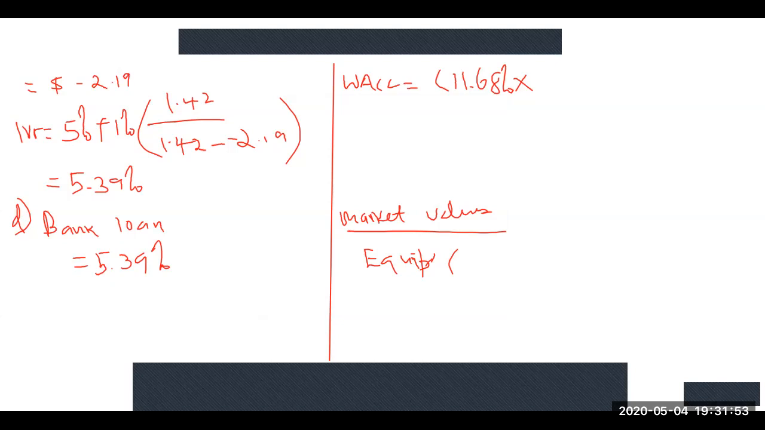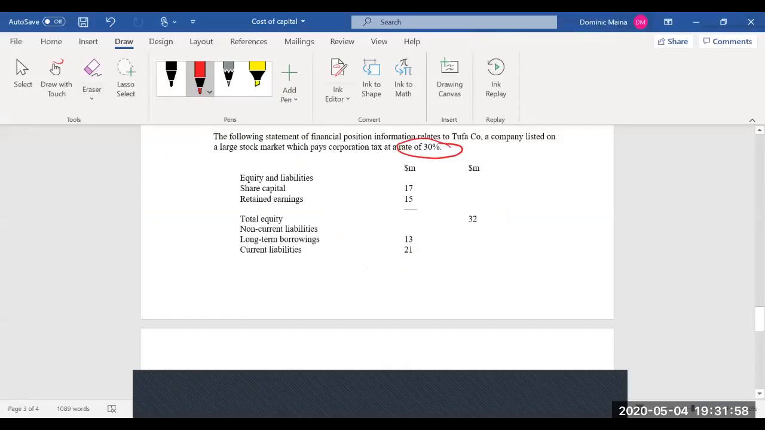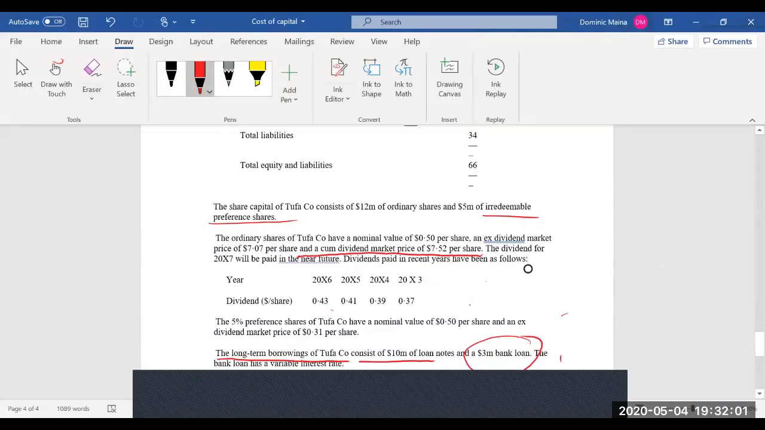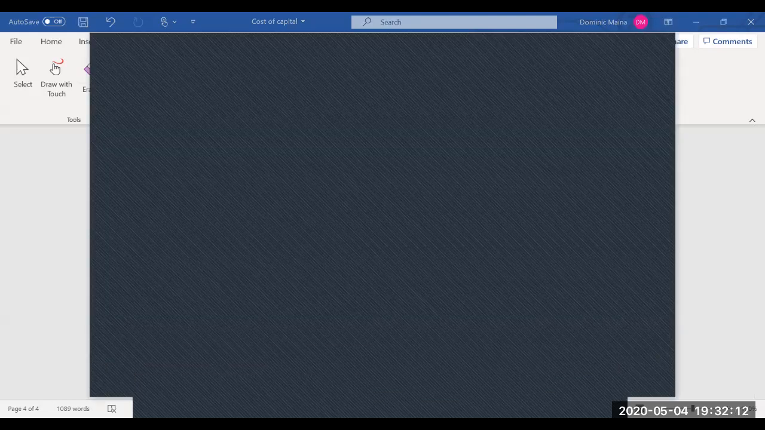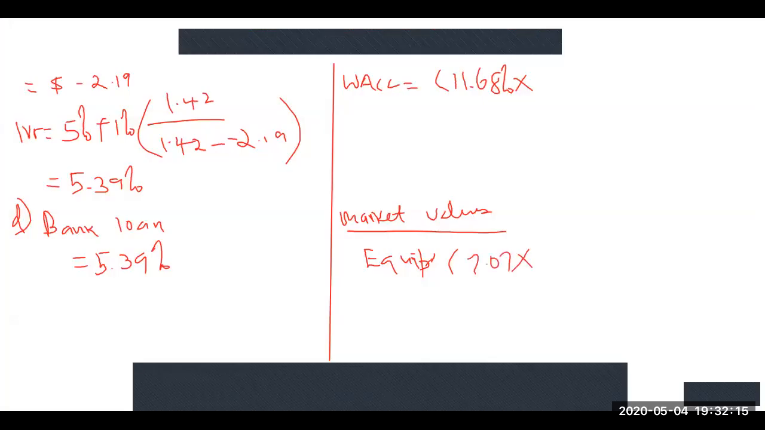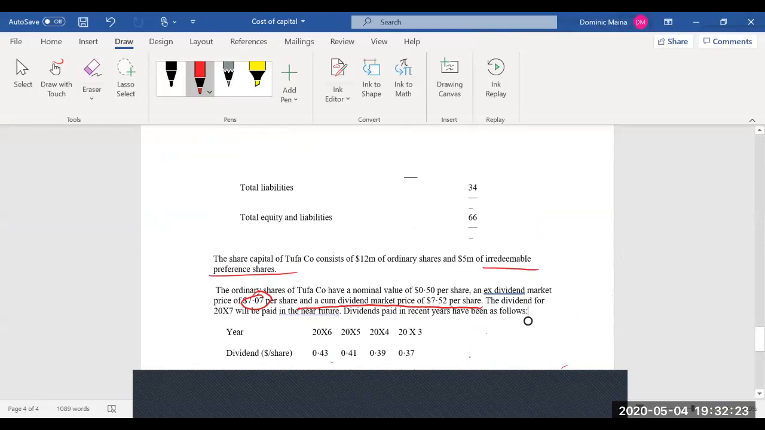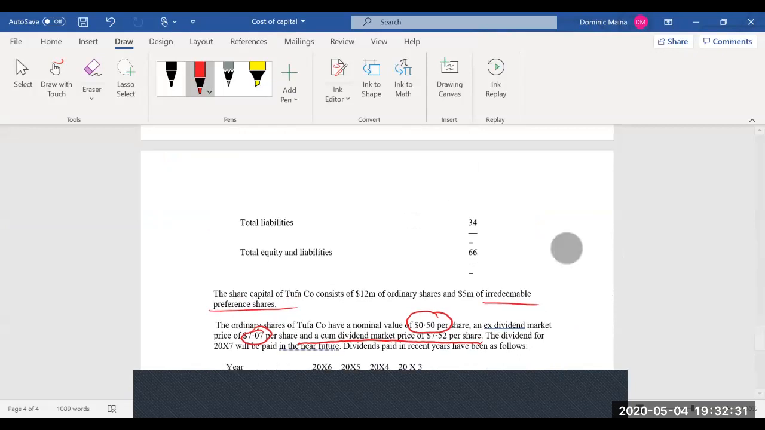So the market values. The market value of equity, going back to the question, is equal to the market value per share, which is 7.07. Don't forget, don't use the cum dividend. We use the ex dividend, the 7.07. We multiply by the number of issued shares. So we need to determine how many shares this company has issued. The nominal value per share is 0.5.